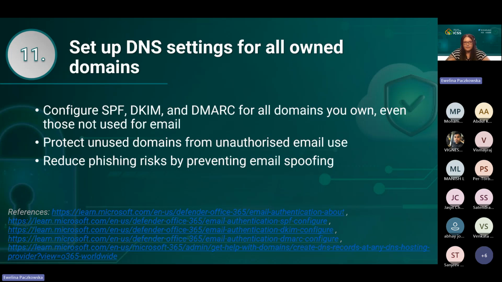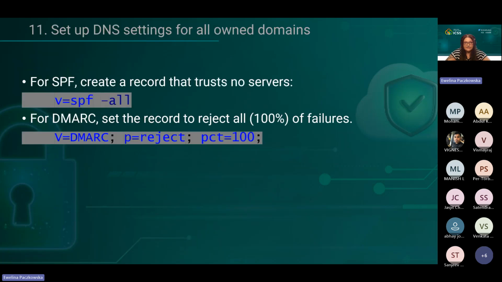So I've attached a couple of different links to help you with how to configure those DNS records based on that specific record type. You can, of course, reduce your phishing risk by preventing that email spoofing and so on. But for all of those DNS settings for the domains that you own that aren't being used for sending or receiving emails, these are the examples of the records that you can still put in place.